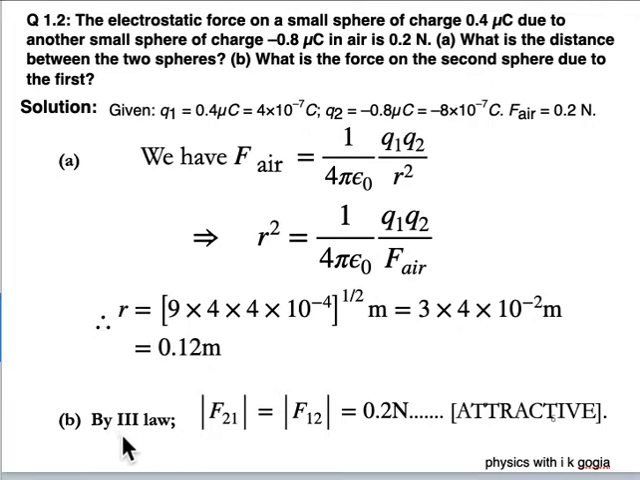For the next part, B part, you have to find the force on second sphere due to the first. We know action and reaction are equal and opposite. So by third law of motion, Newton's third law of motion, we have force on charge Q2 due to Q1 equal to force on Q1 due to Q2. This force is given to be 0.2 Newton. So the force on second charge due to first will also be 0.2 Newton, but in opposite direction. That is, the force will once again be attractive.